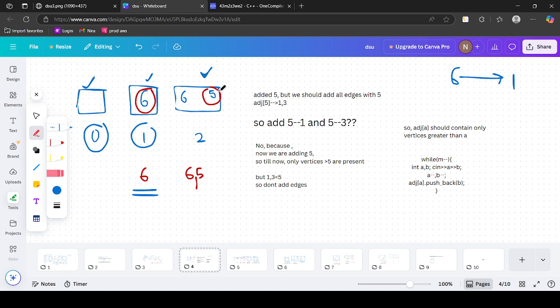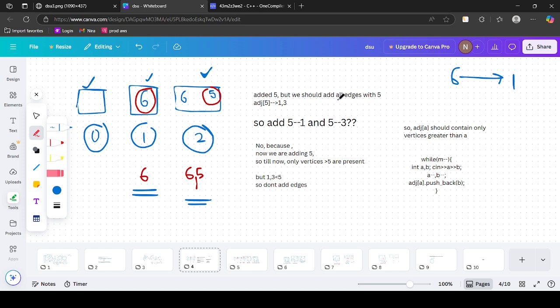And now let's add 5. So add 5. So what are the connected components now? It is 2, because initially it is 6 and now we added 5. So we are adding a new vertex, so obviously one component will be increased. So it is 2. And now what are the vertices so far in the graph? They are 6 and 5. And we have added 5, right?